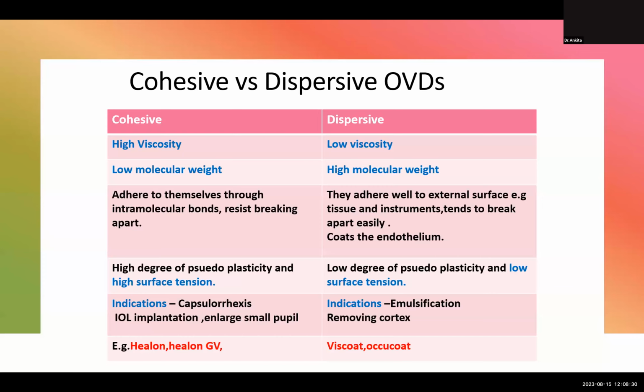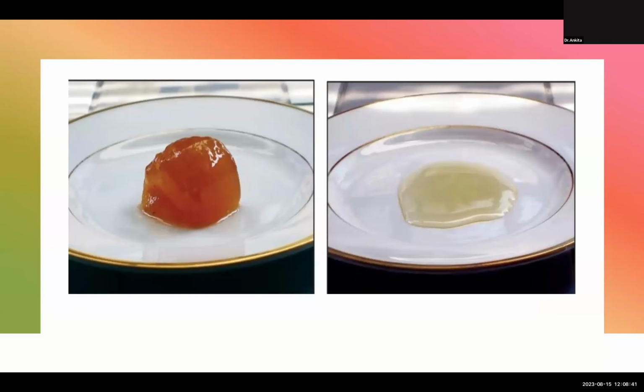It is because of the charges it carries. It retains the RBCs and inflammatory cells inside the anterior chamber, and it gives an anterior uveitis-like condition, but it is not a true anterior uveitis. So, thank you.